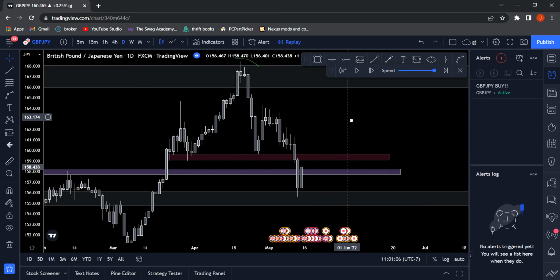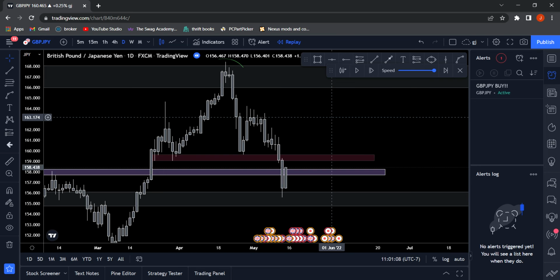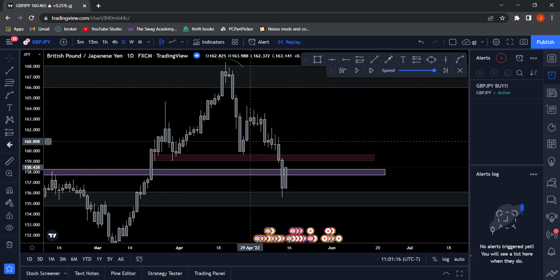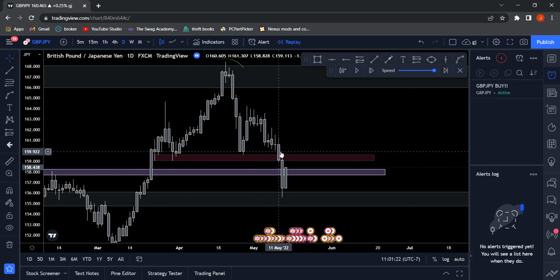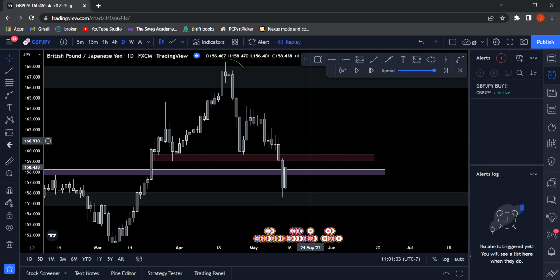And it's not like it happens every day. On my time frame, since I'm swing trading, you see how long this took to play out. This was the 23rd of March, and it happened on the 11th of May. But if you train your eyes to see it, you can catch these moves whenever they happen.